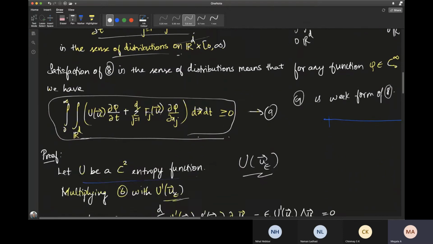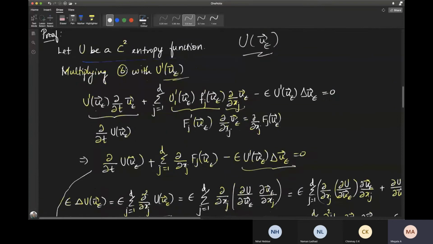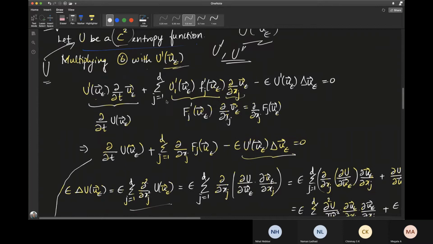So let me now go through the proof. We basically saw the inequality last time, like how we got the inequality and all. So this u is a scalar entropy function, and it's a C2 function because we do double derivative, right? U prime, u double prime, and all are done. So it's always a C2 function. So let's just multiply u prime of u vector epsilon to the epsilon discussed PDE.